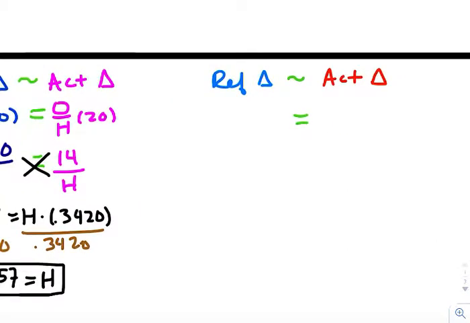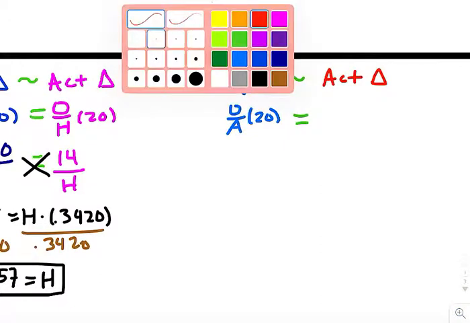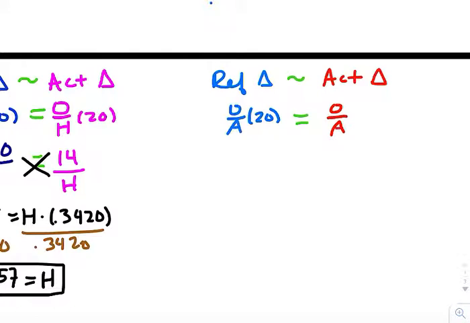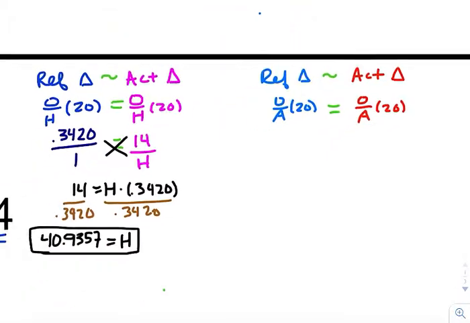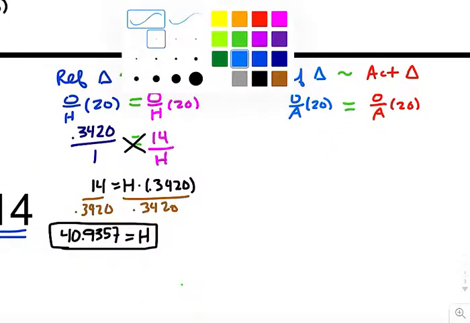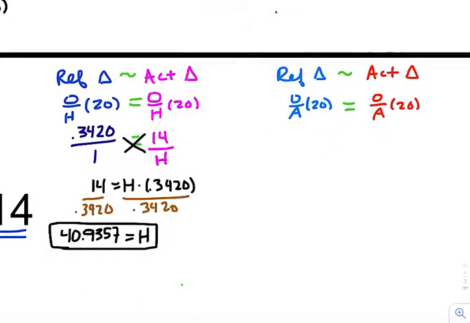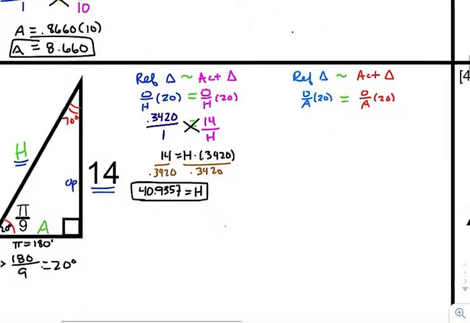We could go the other way, but I'm just feeling opposite over adjacent today, using that 20-degree angle. Because they're similar triangles, the ratios have to match: opposite over adjacent for 20. Now let's start pulling values. The actual value for the triangle I am trying to solve, opposite over a, happens to be 14 over a.